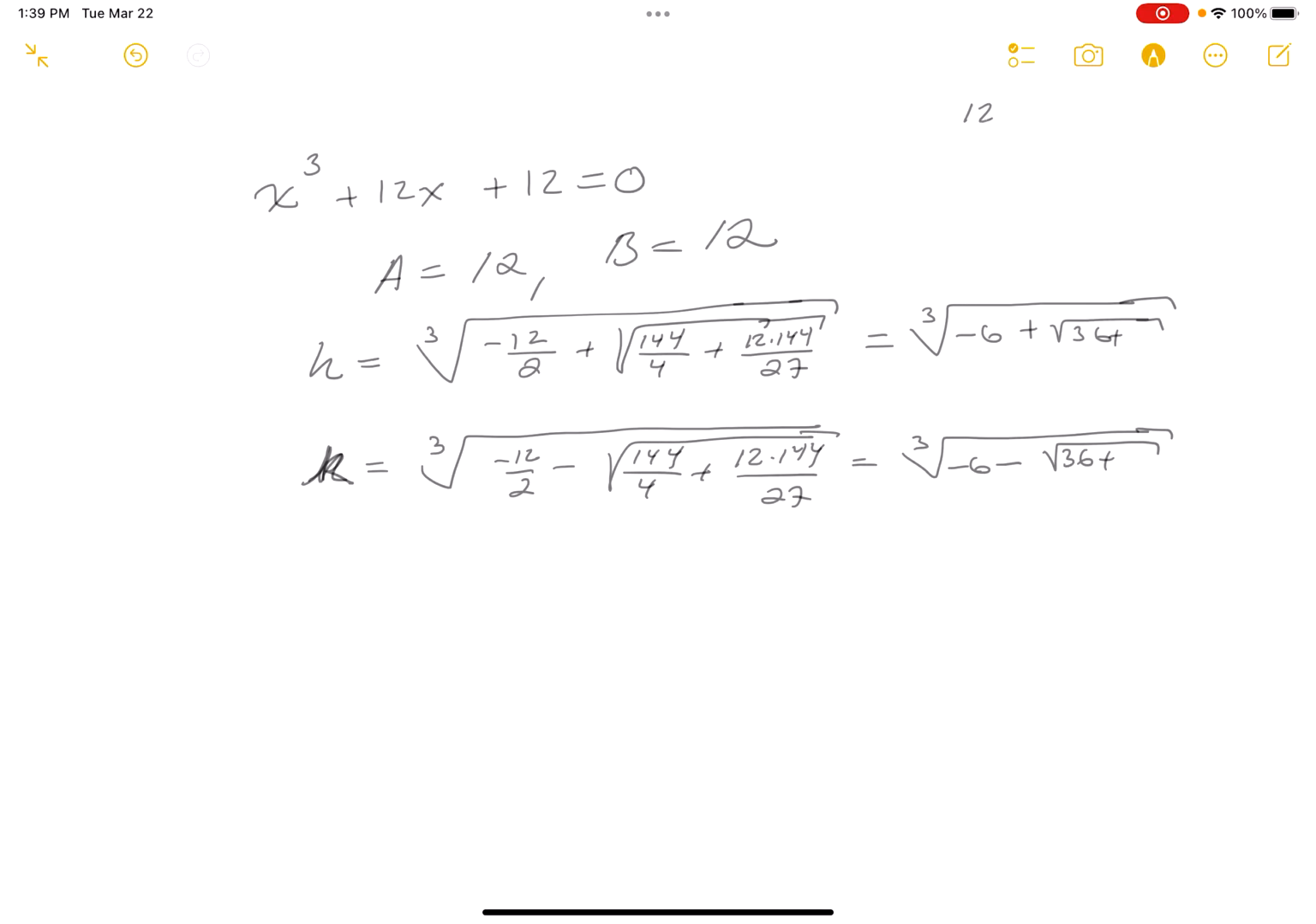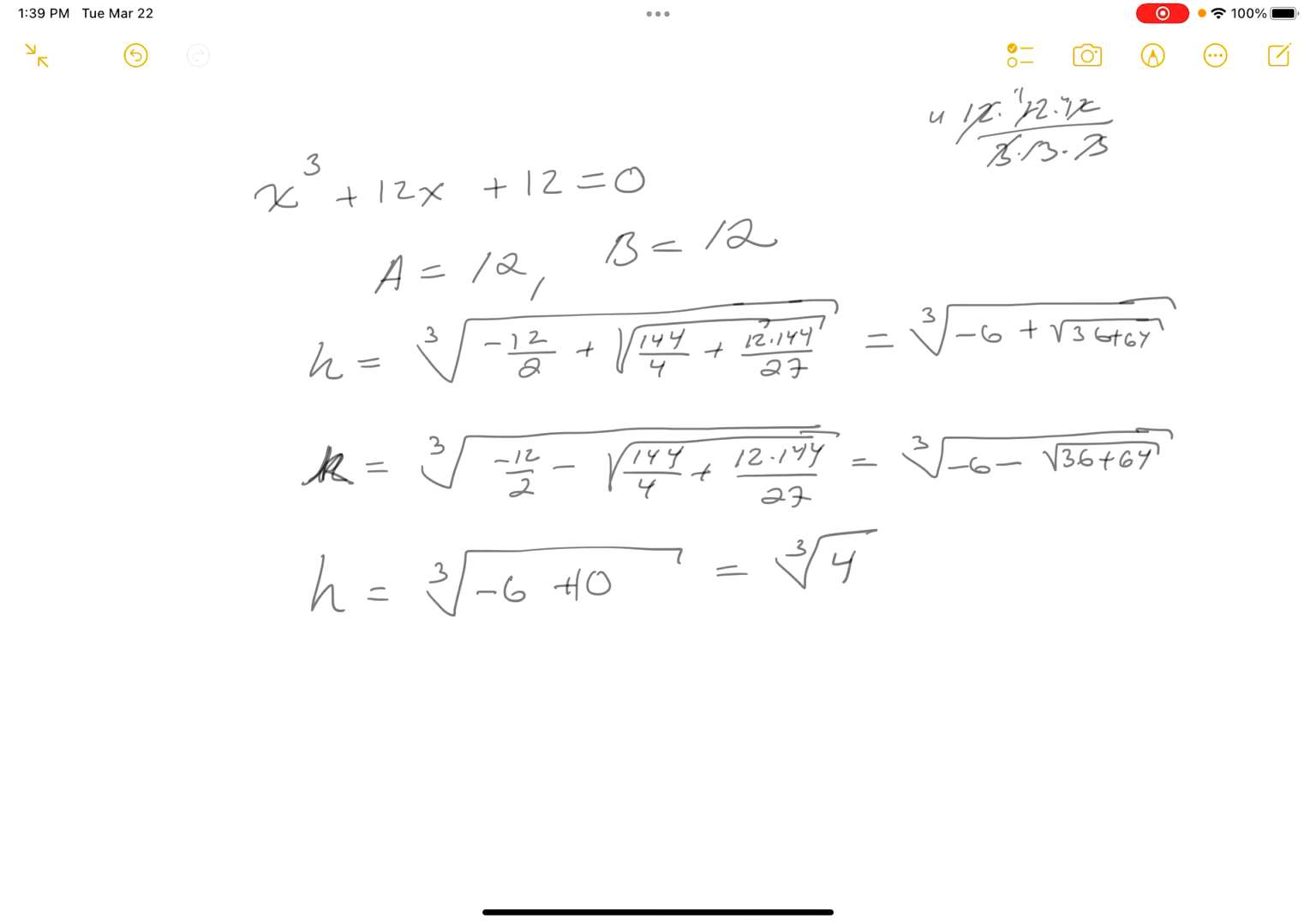Let me put that down, 12. Now, 12 is 12. 144 is 12 times 12. So what do you get? 27 is 3 times 3 times 3. So it's going to be 4, 4, and a 4, 64, right? Well, isn't that convenient? All right, let's write this down. H is the cube root of minus 6 plus the square root of 100, which is 10. Whoops. So this would be a cube root of 4.